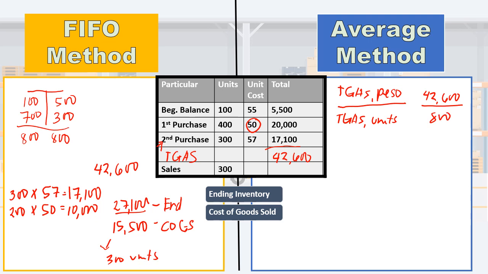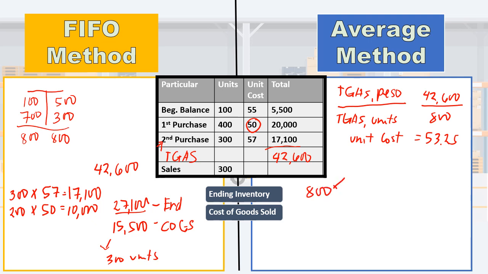So, therefore, ang ating unit cost or average unit cost will be 42,600 over 800. So, meron po tayong 53.25. So, yung 53.25, ito na po yung gagamitin nating unit cost para malaman po natin kung magkano yung ilalagay natin sa cost of goods sold tsaka yung ending inventory. So, ang kailangan po natin i-account is yung 800 units, di ba?